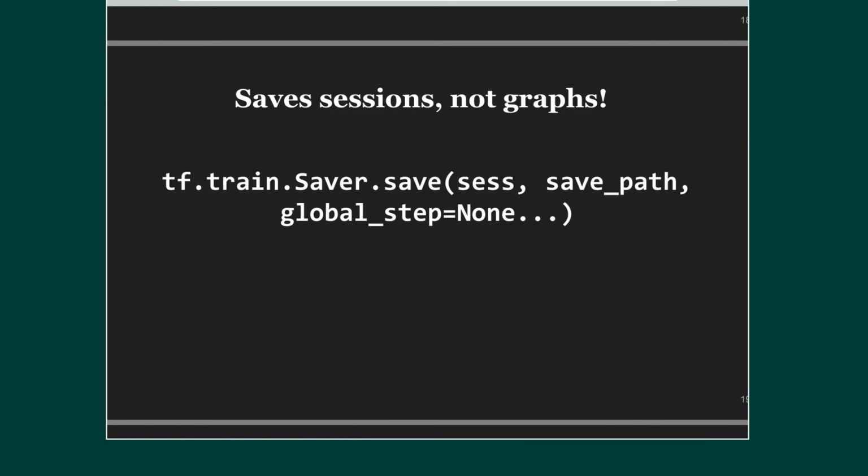So here's the definition of the method. You are going to be calling tf.train.Saver.save. You are going to be passing the session, because remember, the session is the entity which is encapsulating the entire runtime. It is the entity where all the variables are. You're going to be providing a save path.